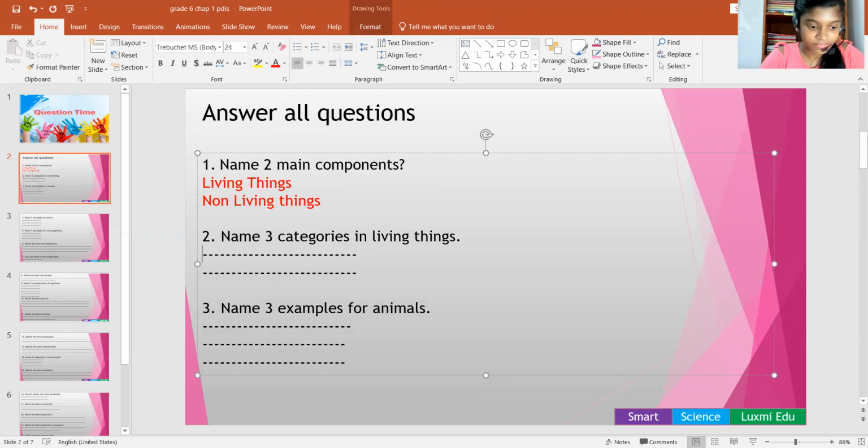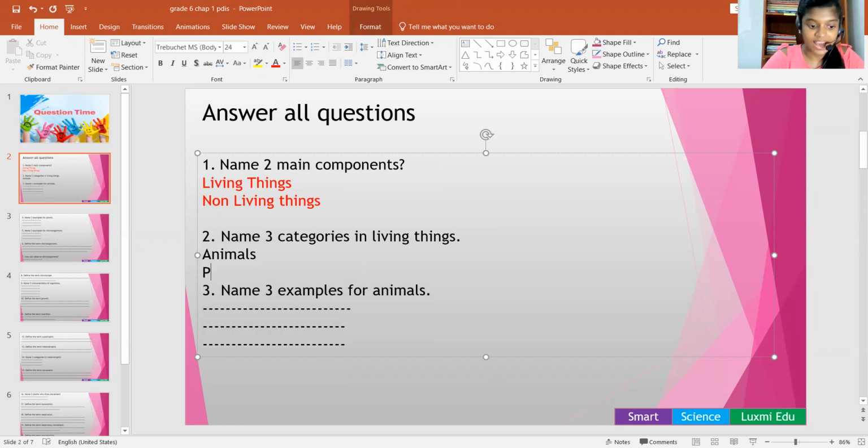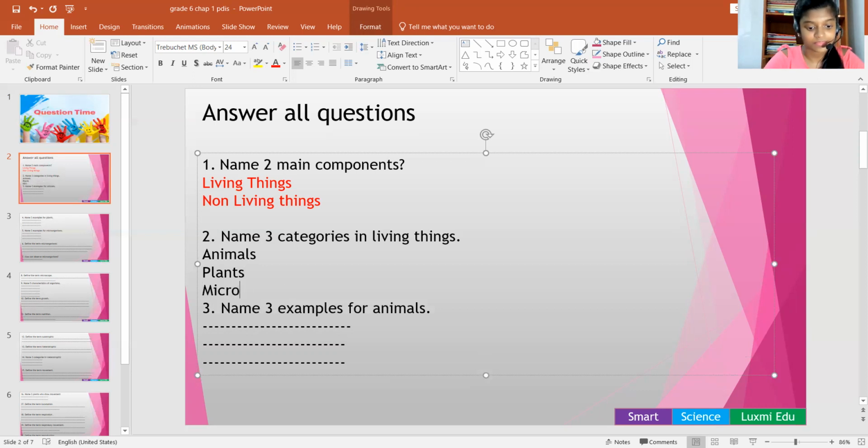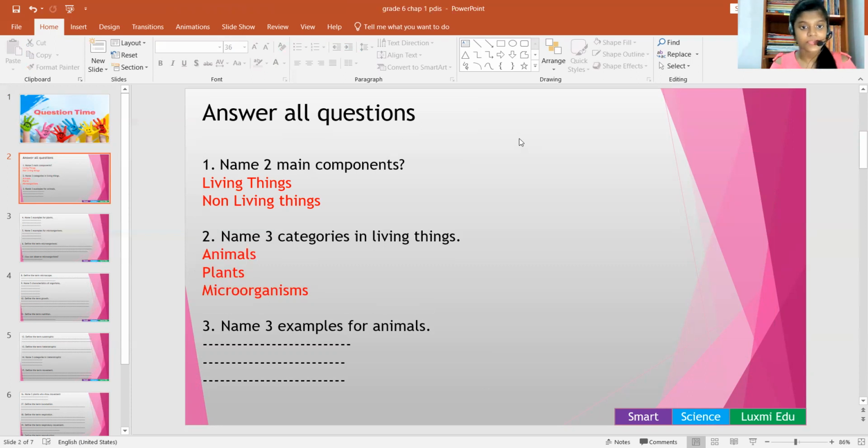animals, plants, and microorganisms. Understood? So there are three categories in living things: animals, plants, and microorganisms. Now it's clear for you all. Components are divided into two categories as living things and non-living things. Living things are divided into three categories as animals, plants, and microorganisms.